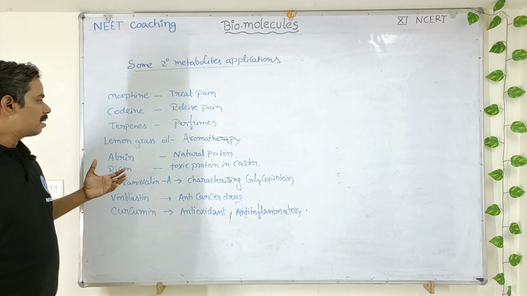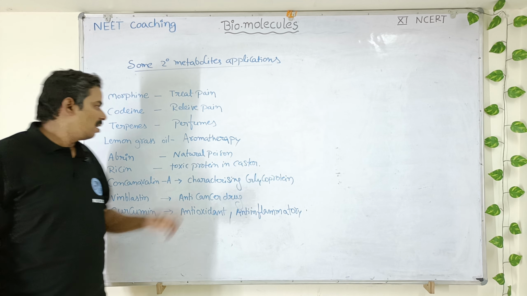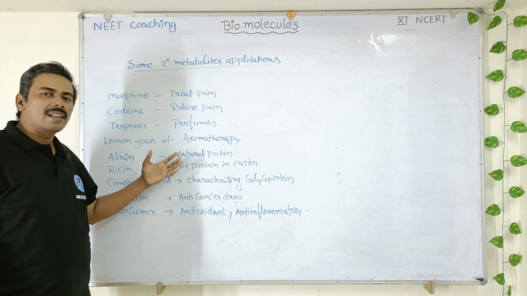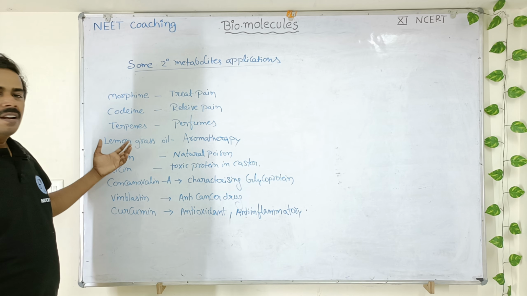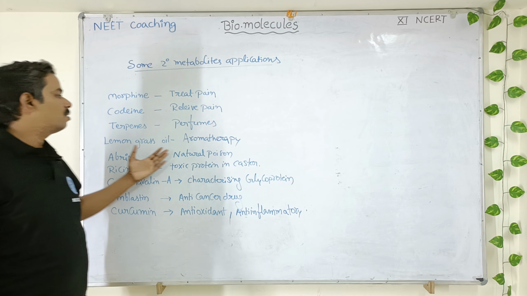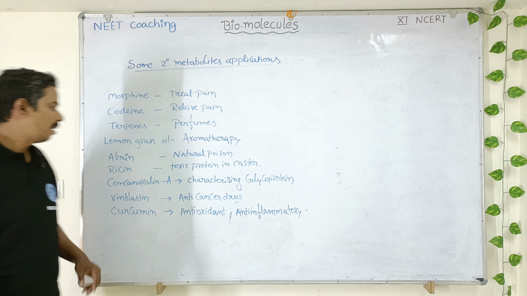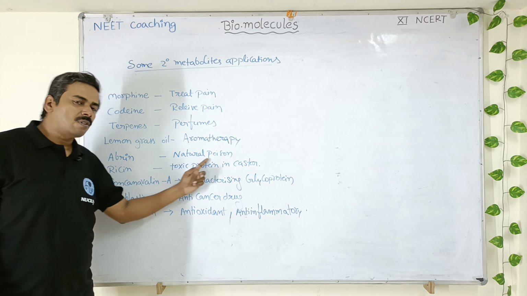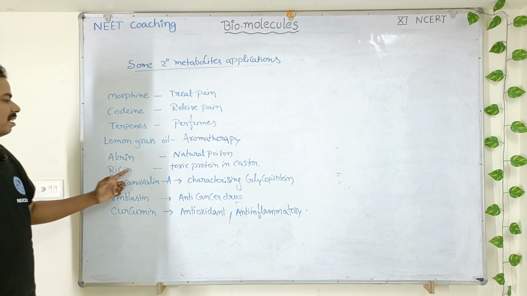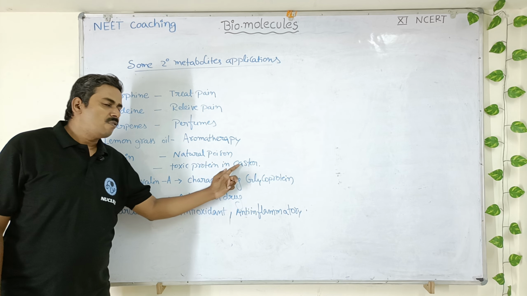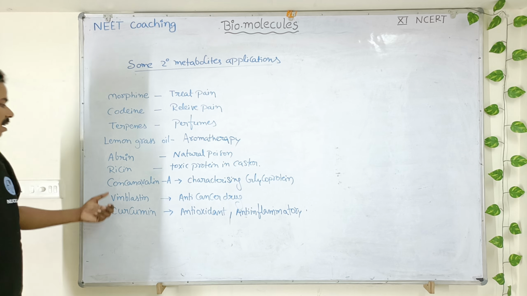Terpenes, they are pleasant smelling substances used in perfumes. Lemongrass oil, another pleasant smelling substance. It is produced by the lemongrass plant. It is used in aromatherapy. Abrin, it is a natural poison. Ricin, it is a toxic protein which is obtained from castor seeds.